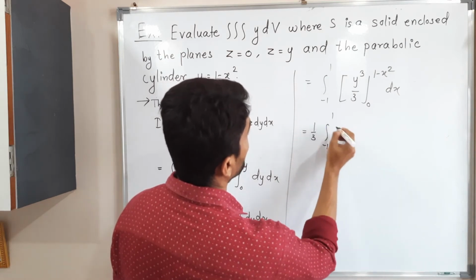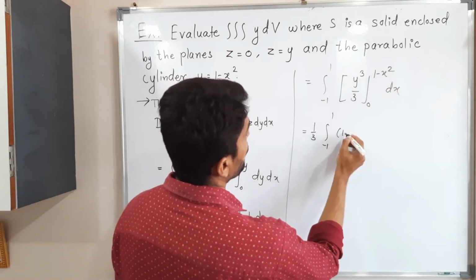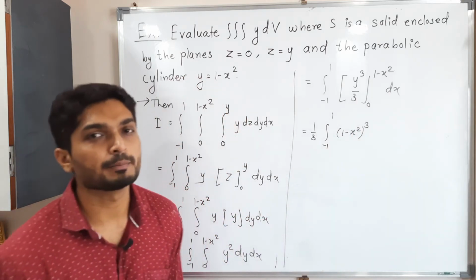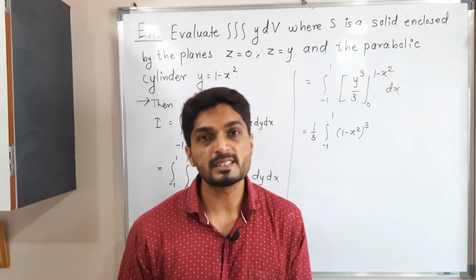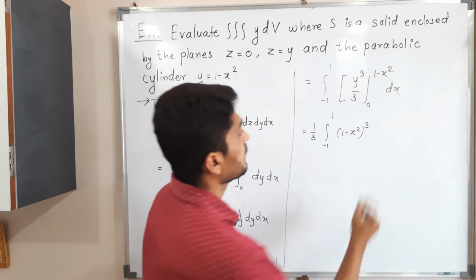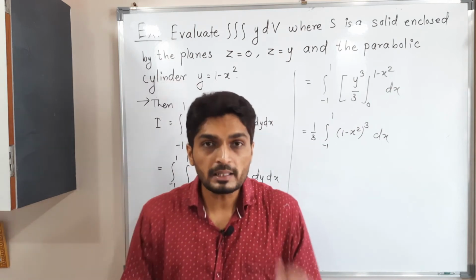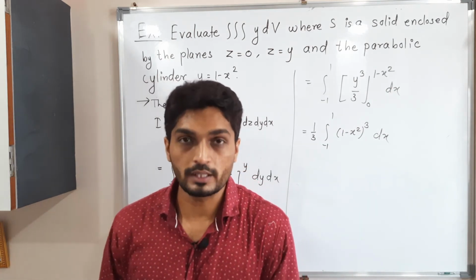Minus 1 to 1. So I am putting the upper limit, 1 minus x square raised to 3. I will not put the lower limit since it is 0 and 0 cube is 0. So I will skip that, and dx. Okay, so now we have to integrate, but inside the bracket there is a square.